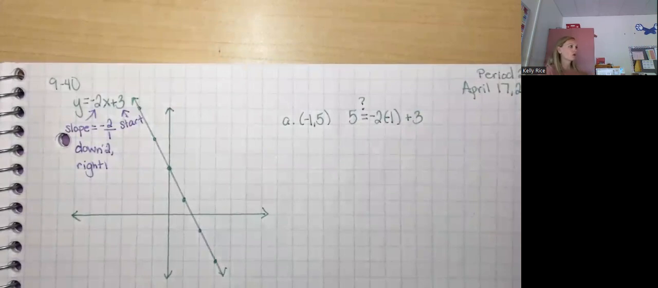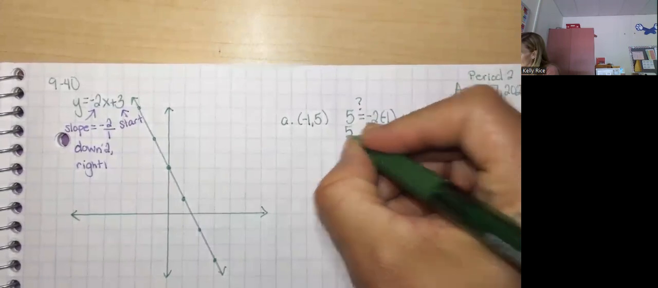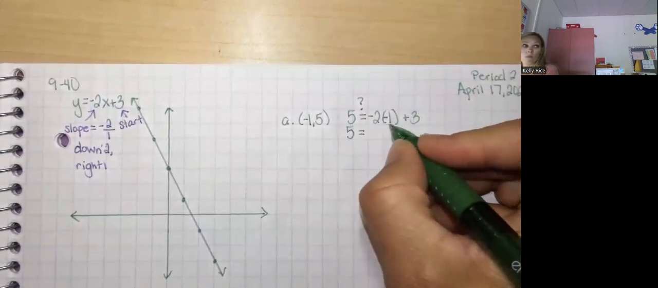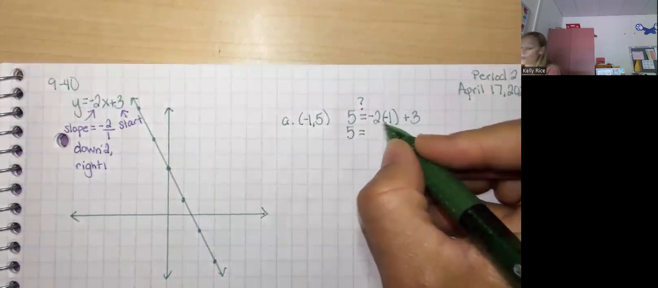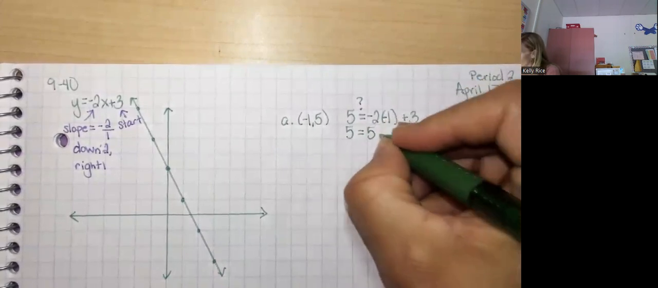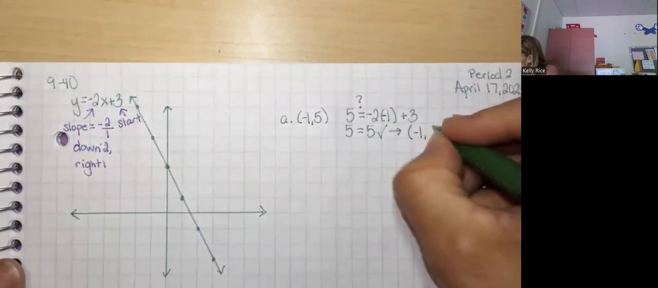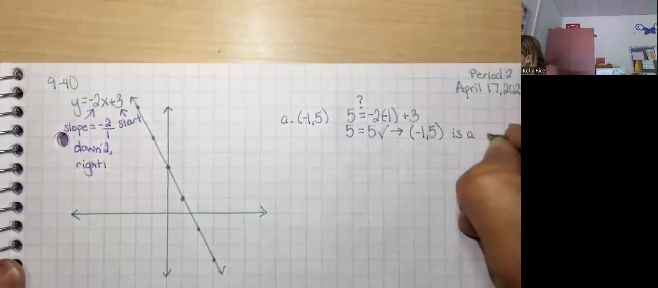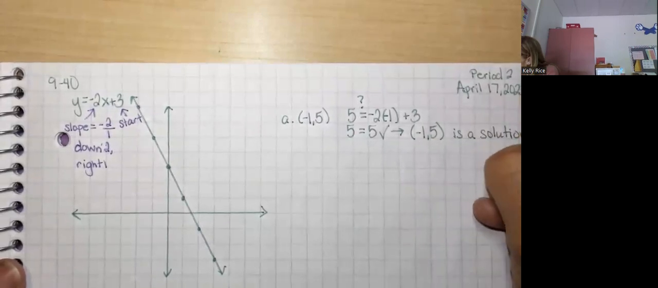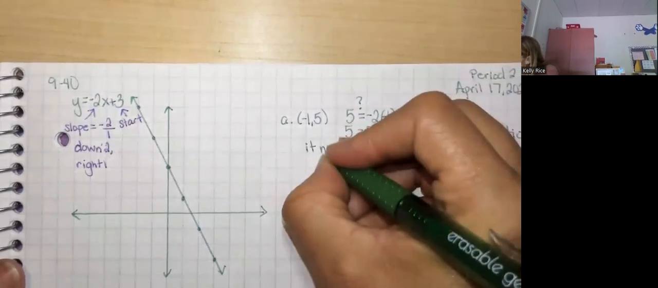Okay. So we're checking if negative 1, 5 is a solution. So we're going to plug it in. Negative 2 times negative 1 plus 3? Yeah. 5, yes. So 5 equals 5 is true. So that means negative 1, 5 is a solution. We know because it made the equation true.